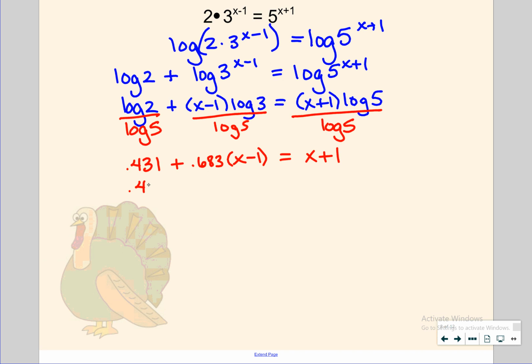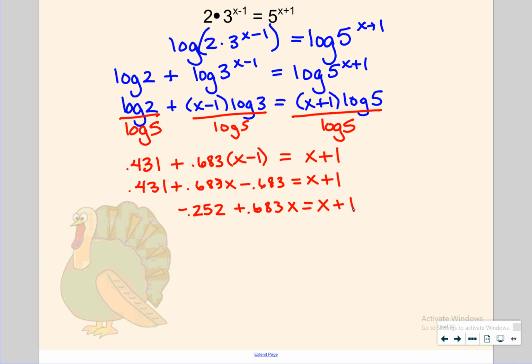All right, distribute 0.683x minus... My computer's getting mad. I'm talking too long. I guess this is going to be our last problem. Equals x plus 1. There we go. Combine like terms. So 0.431 minus 0.683, I get negative 0.252 plus 0.683x equals x plus 1.